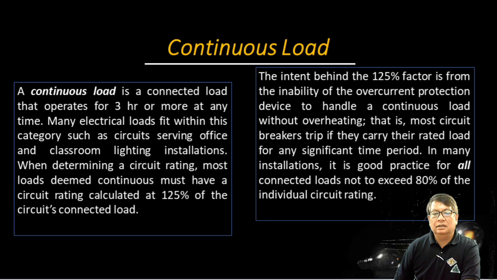When determining a circuit rating, most loads deemed continuous must have a circuit rating calculated at 125% of the circuit's connected load. So the intent behind the 125% factor is from the inability of the overcurrent protection devices to handle continuous load and so on. Okay, so that is a continuous load.